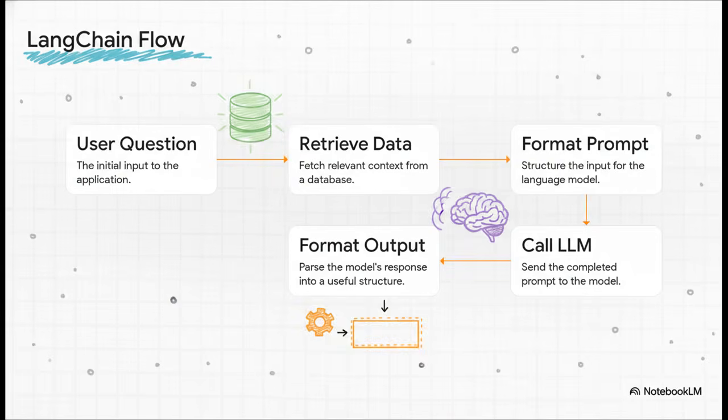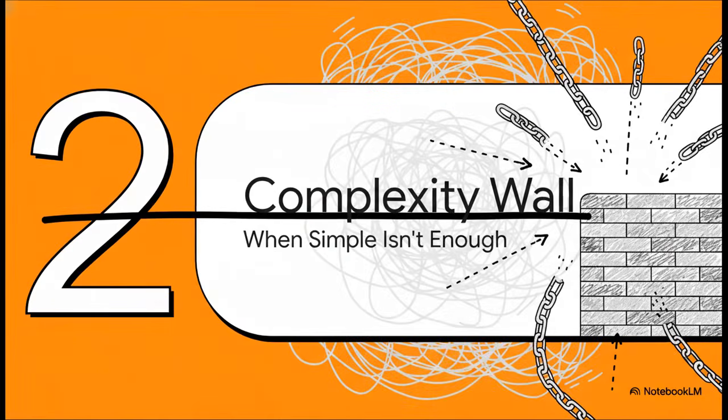So a typical LangChain app moves in a straight line, just like you see here. A question comes in, you grab some data, you format it all into a nice prompt, you shoot it over to the LLM, and then you clean up the output. It's A, then B, then C. And for a ton of use cases, this is absolutely perfect. It's powerful and it gets the job done. But what happens when that straight line just isn't cutting it anymore?